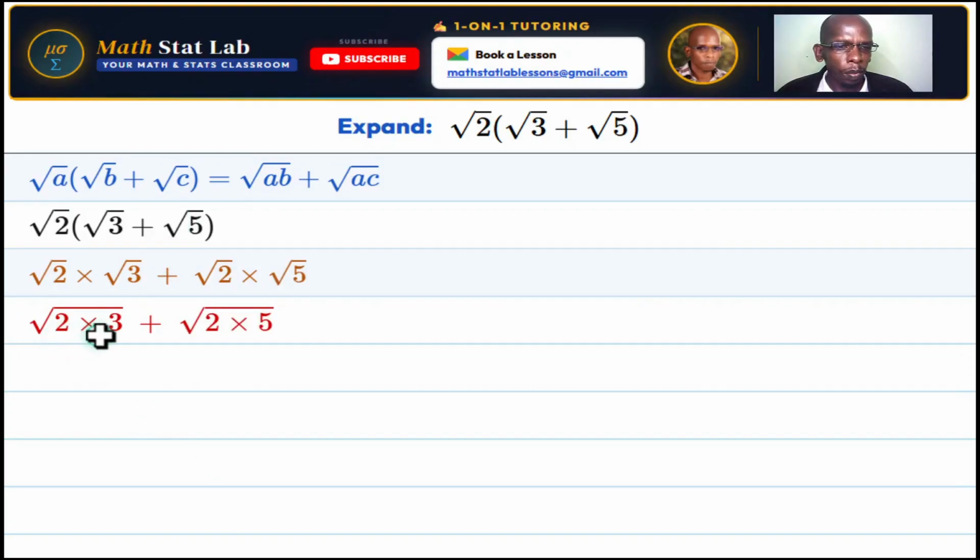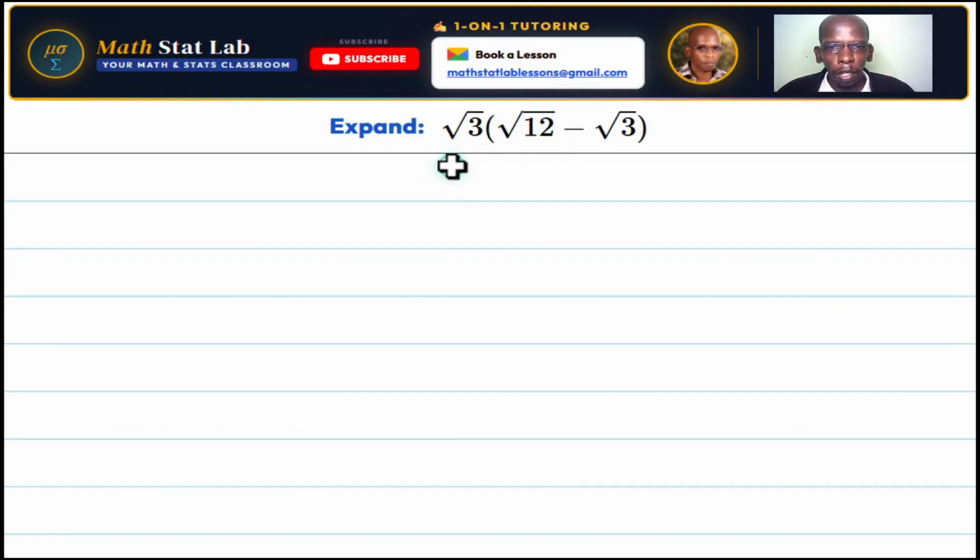You see, 2 multiplied by 3 is 6. So now it becomes the root of 6 plus 2 multiplied by 5 is 10. So it becomes, again, the root of 10. So the root of 6 plus the root of 10. And from there, of course, that becomes the answer for expanding this surd here, which has a single bracket. Can we try another example?